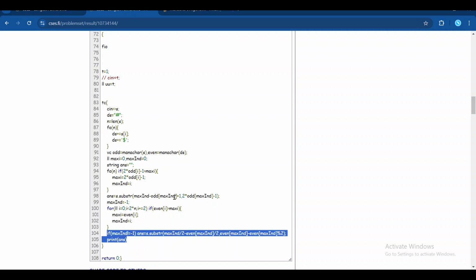Please rewatch this video if you don't understand this example, and also you can take some other examples and try to write out the algorithm.